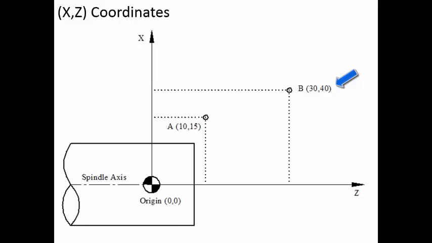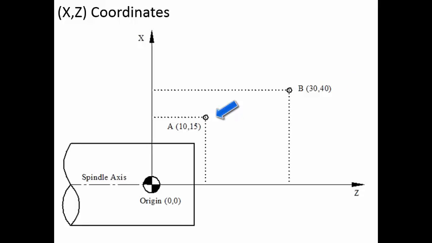So whatever the first value is there, that is the x coordinate. Whatever the second one is there, that is the z coordinate here. Let us take it like that. So x is 10 here and z is 15. Here x is 30, z is 40.